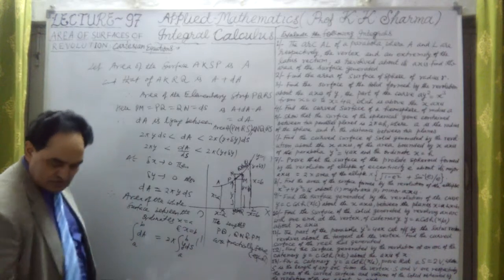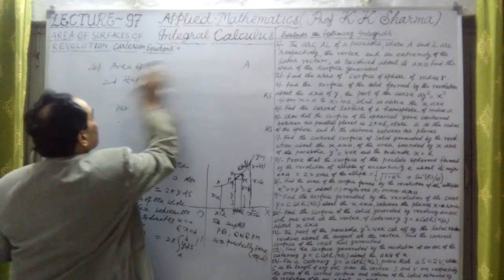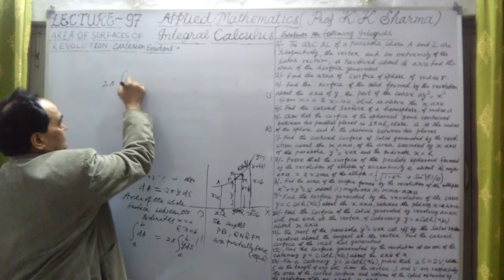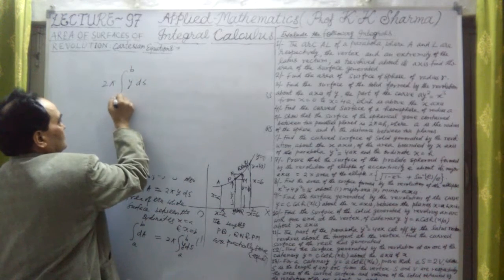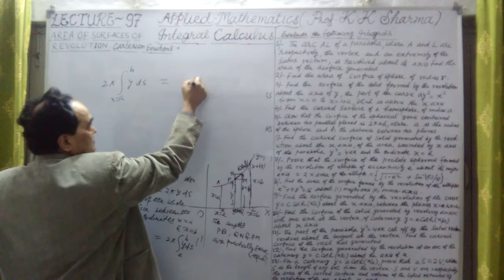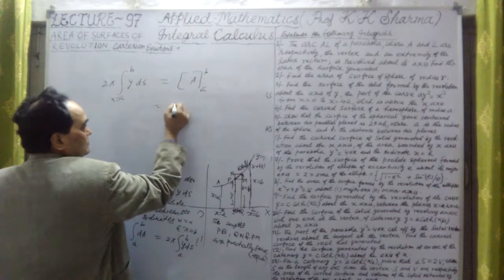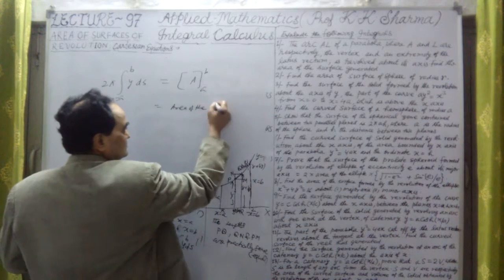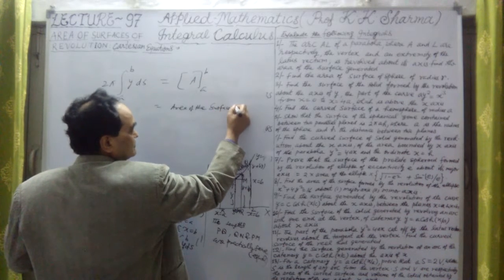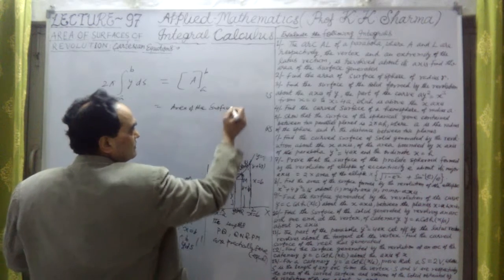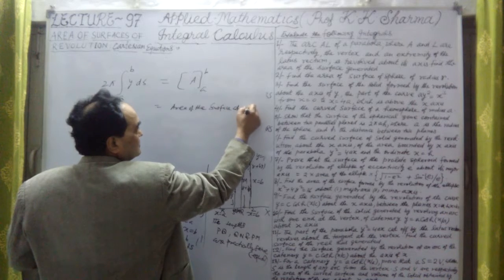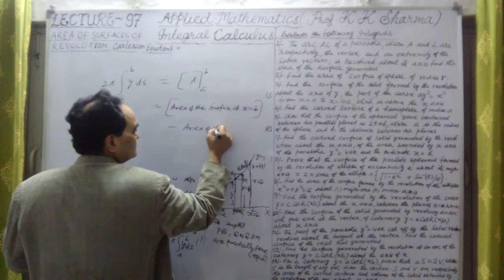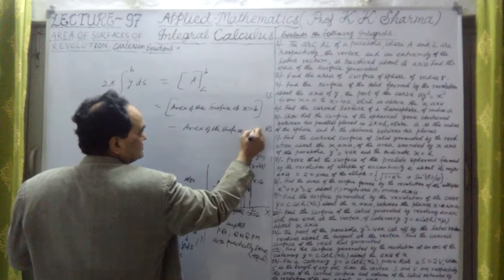Therefore this dA is nothing but area A. Integration of this will be A, so we get 2 pi integral of y into ds from A to B, which is equal to area A. That means the area of the surface under the curve y equal to f(x) is the area at x equal to B minus the area at x equal to A.